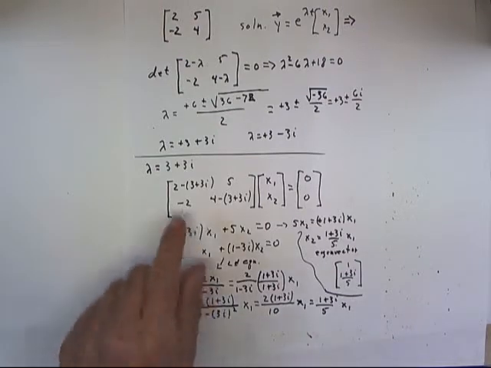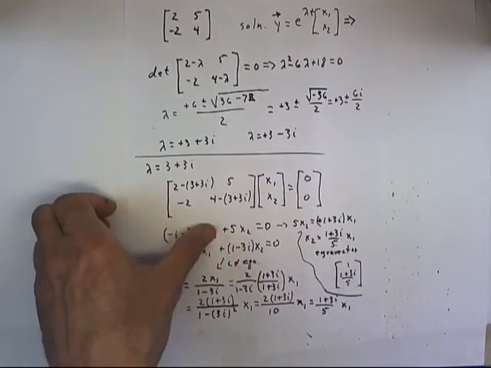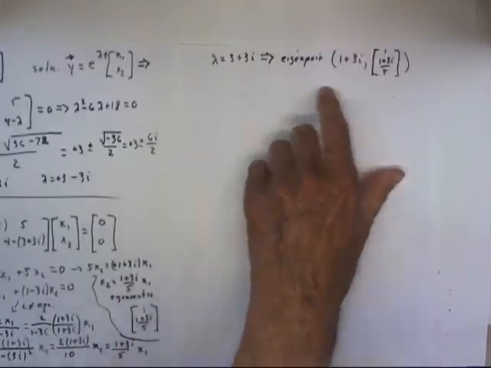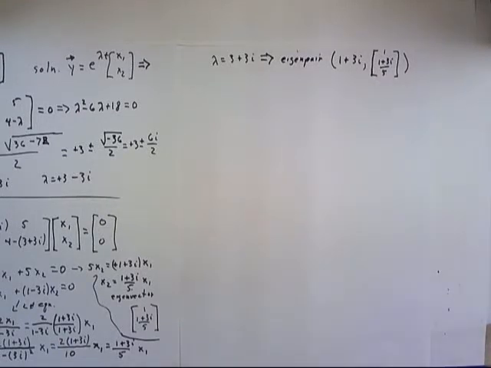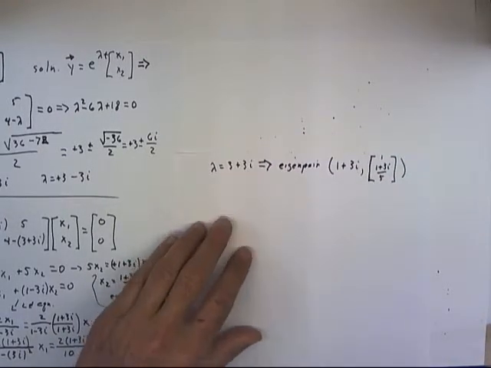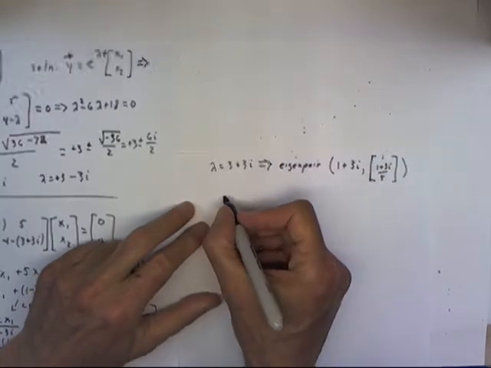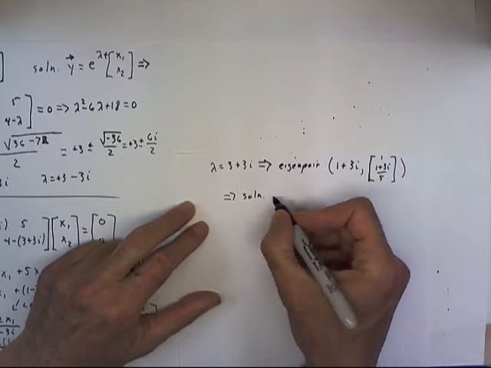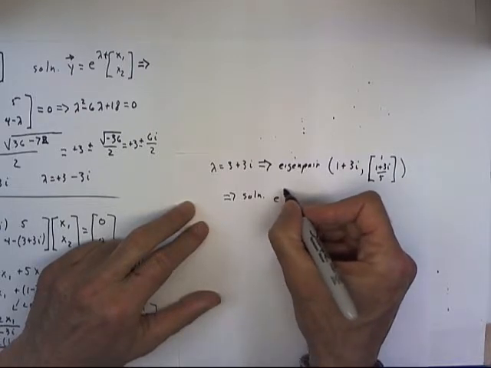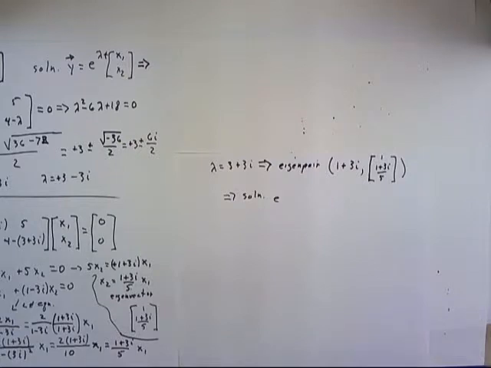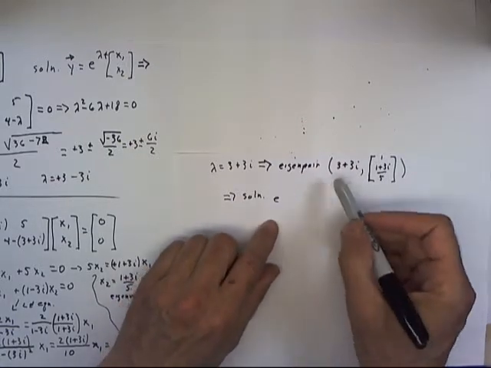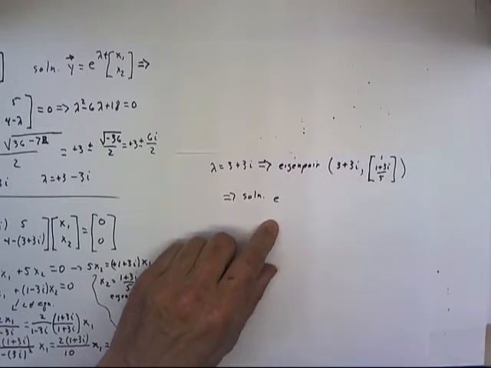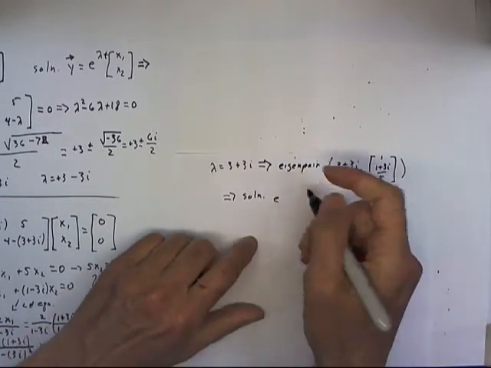So we've got an eigenpair. We've got an eigenvalue and an eigenvector. So let's write down that eigenpair. This gives us this eigenpair, and that eigenpair implies solution e raised to the 3 plus 3i. You'll notice that my 1 suddenly converted itself into a 3, and you'll understand how that happened.